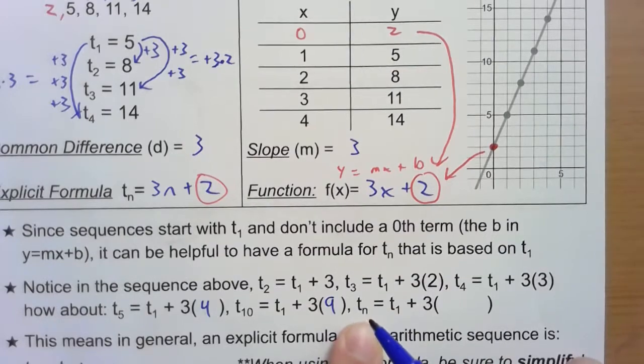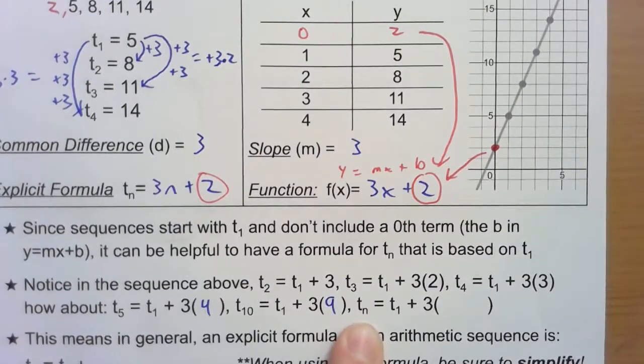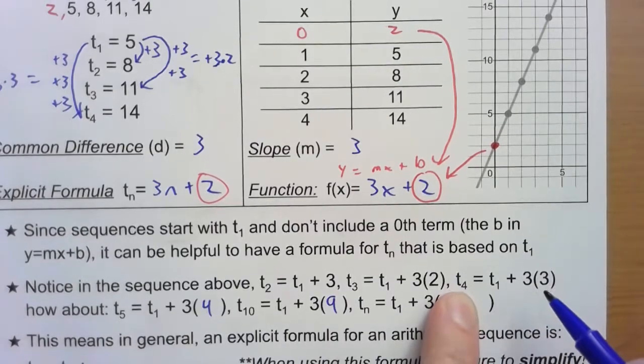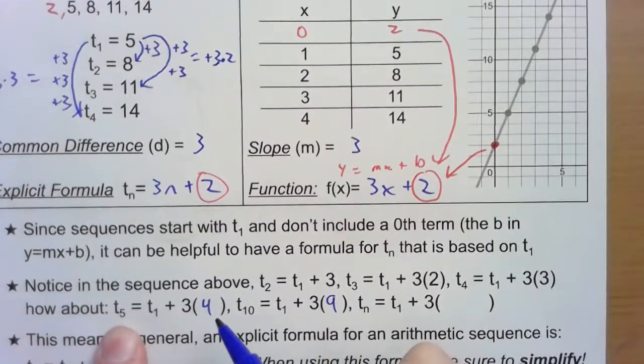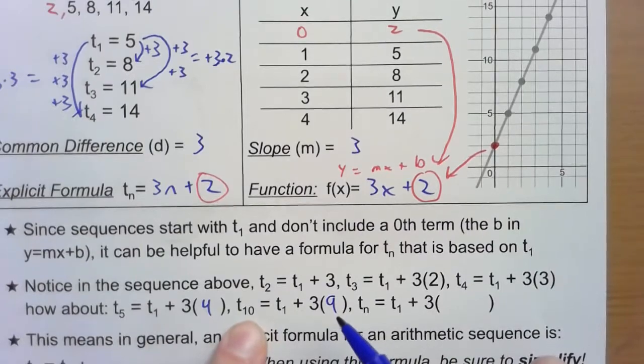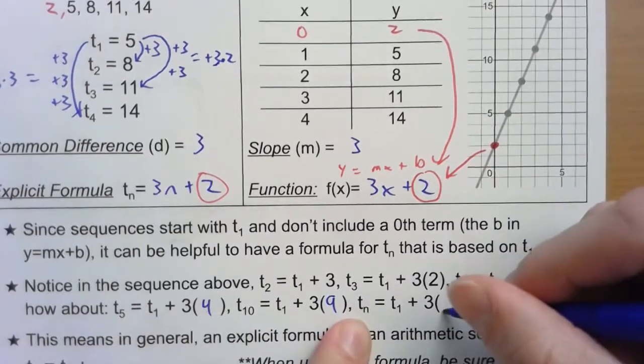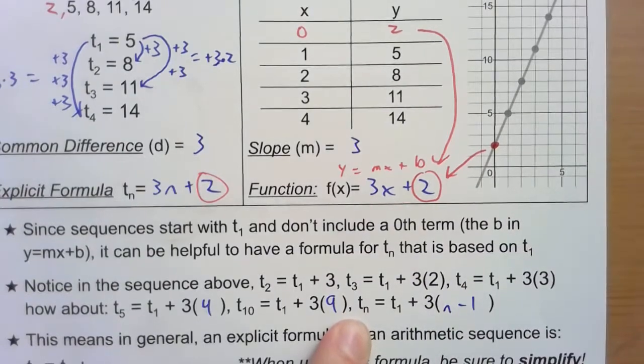What about t sub n? What about the nth term? Well, do you notice the pattern here? The fourth term, we needed 3 steps. The fifth term, we needed 4 steps. The 10th term, we needed 9 steps. It was always 1 less, right? So the nth term, we need n minus 1 steps.